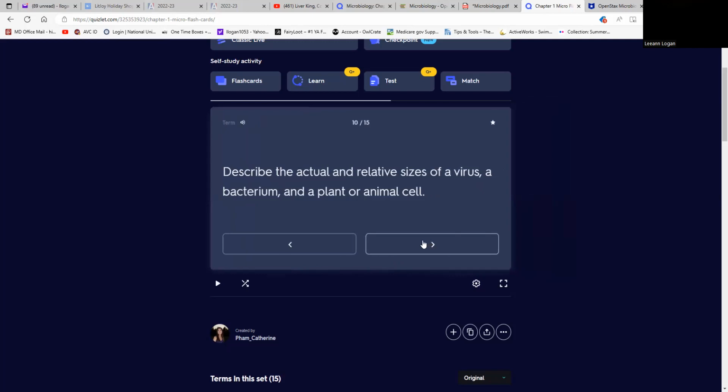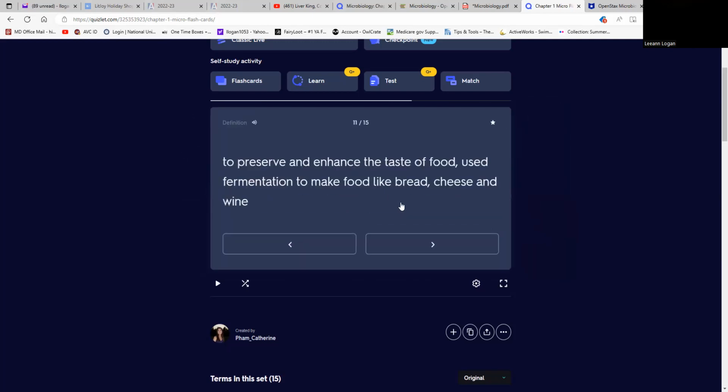Describe the actual and relative size of viruses, a bacterium, and a plant cell or an animal cell. That would be viruses are 25 nanometers. The bacterium is 1 micrometer. Plants and animals are 50 micrometers. Explain how the discovery of fermented foods likely benefited our ancestors. Well, to preserve and enhance the taste of food, use fermentation to make food like bread, cheese, and wine.